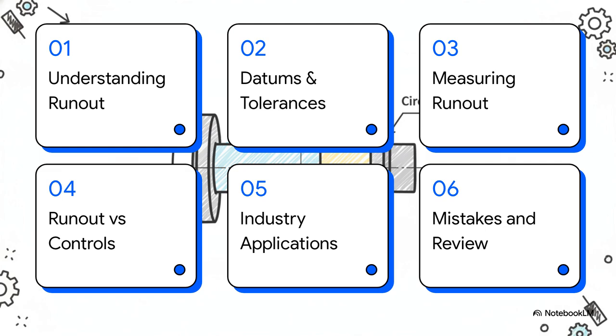Here's our roadmap for this explainer. We'll start by understanding circular runout. Then we'll get into datums and tolerance zones, followed by measuring circular runout, comparing runout to other controls, looking at real-world industry applications, and wrapping up with some common mistakes and a review.